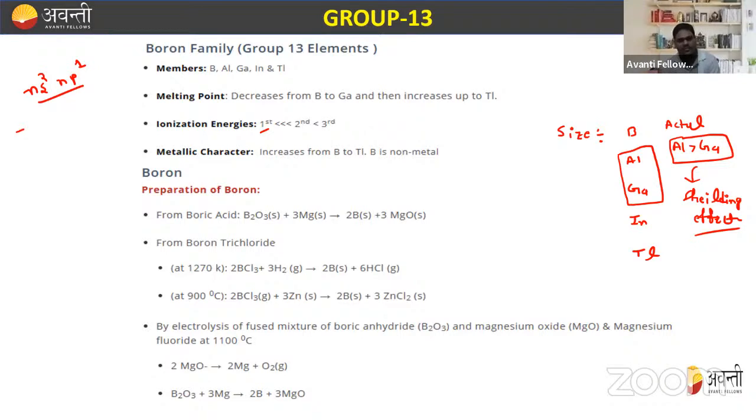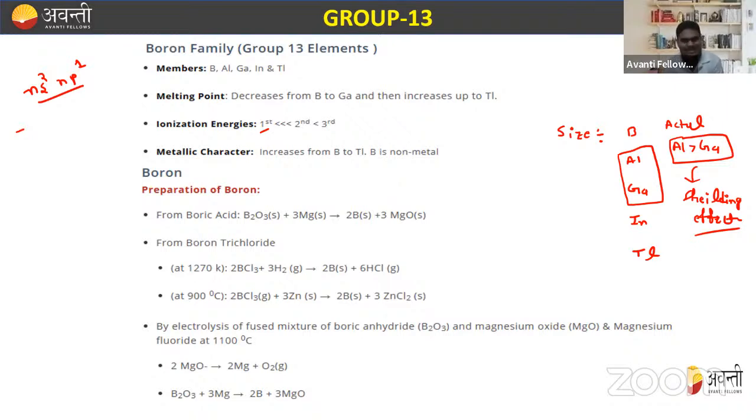Now, from boric acid, that is B2O3 plus 3 Mg, it will give 2B plus 3 MgO. Similarly, from boron trichloride at 1270 Kelvin, 2BCl3 reacts with hydrogen gas and produces 2B plus 6HCl, right? So from this also we can prepare boron. That is BCl3 plus 3H2 gives boron plus 6HCl. I hope this is clear to you.